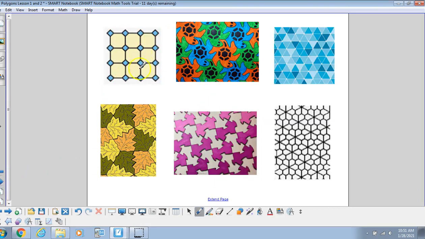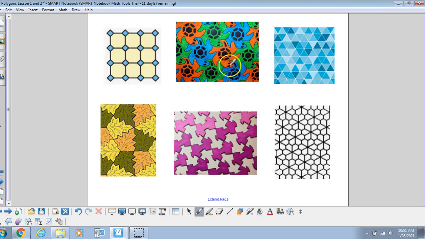Other examples: this is called a semi-regular tessellation up here because it uses more than one shape. A lot of times your bathroom tiles or kitchen tiles will have something like this pattern where there's more than one shape, semi-regular.